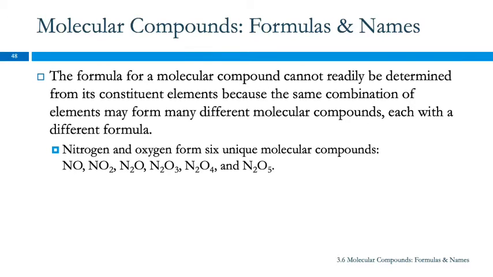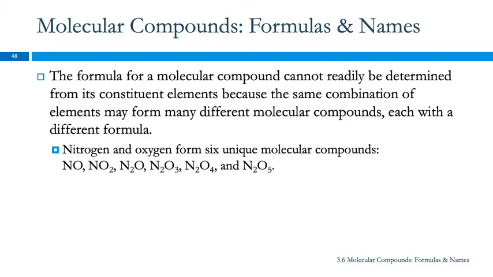Okay, so we've talked about ionic compounds. The next category is molecular compounds. So, reminder, molecular compounds contain nonmetals. And these form covalent bonds. They do not form ions, and so there are no ionic charges.